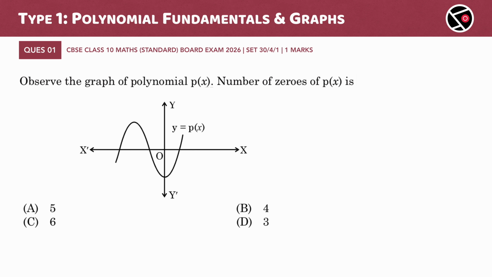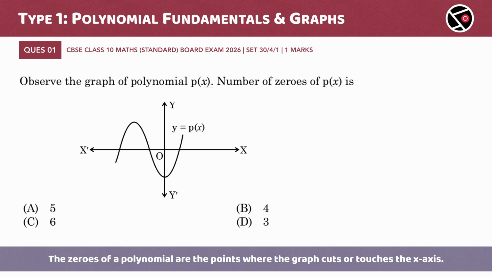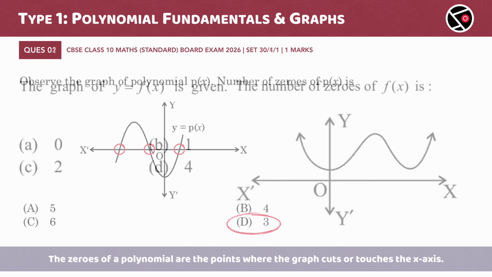We have the graph of the polynomial and we have to find the number of zeros. Remember, the zeros of a polynomial are the points where the graph cuts or touches the x-axis. 1, 2, and 3. The graph intersects the x-axis 3 times. This polynomial has 3 zeros. Now let's move to the next question.